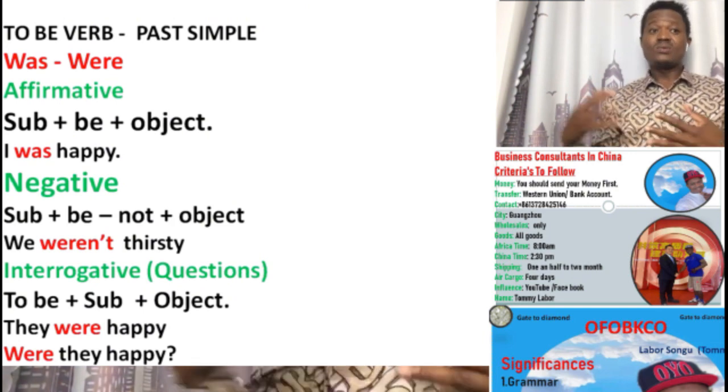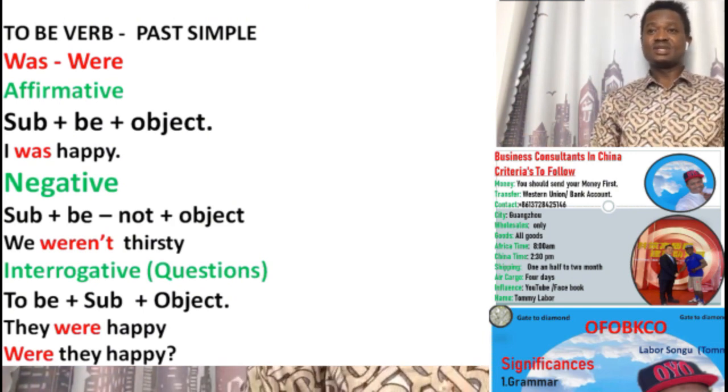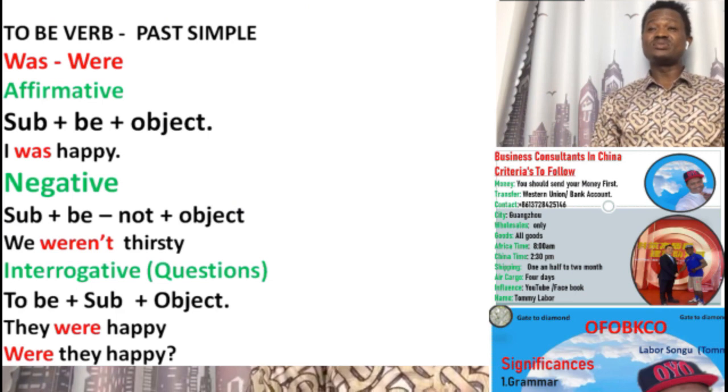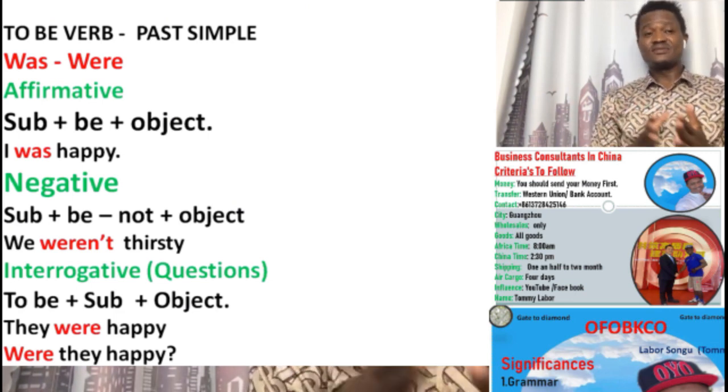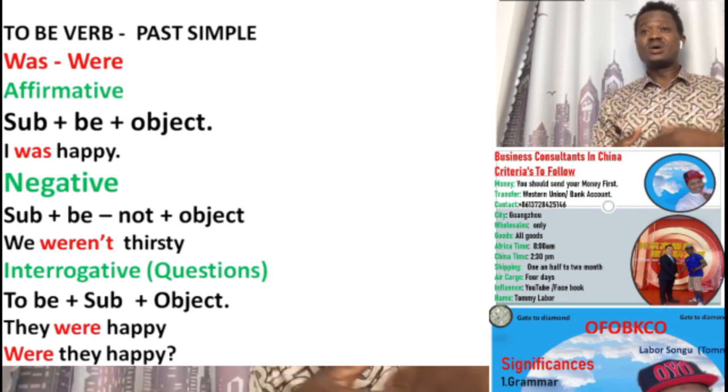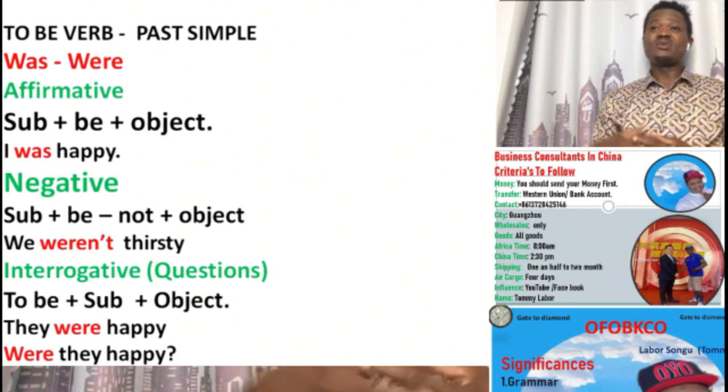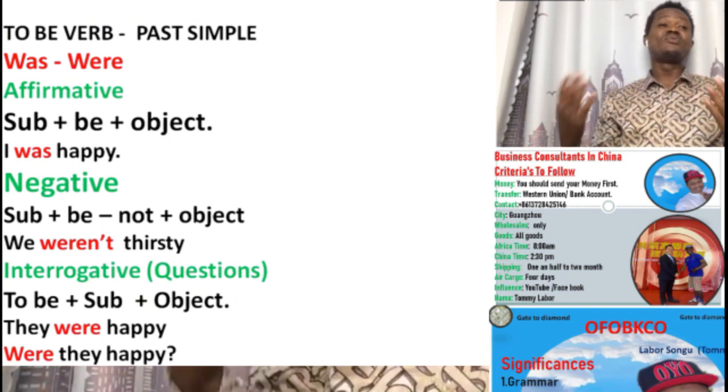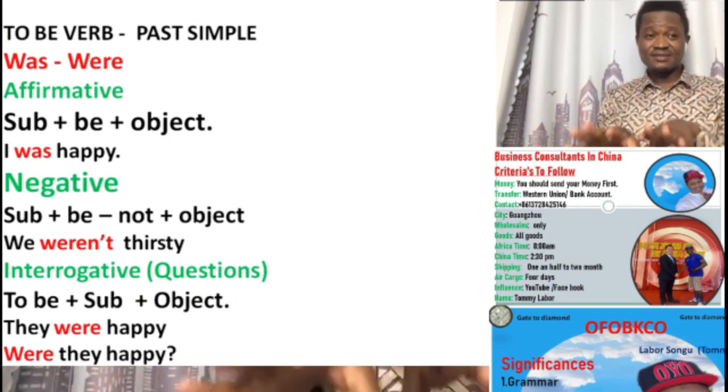Were they happy? Were they happy? All right, so you've got to know. That's why I said a simple way to know the difference between was and were: was is used in the singular form, and were is used in the plural form. That's a simple way to understand the difference here.